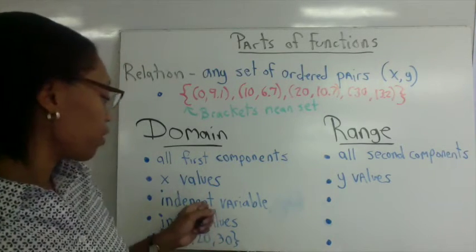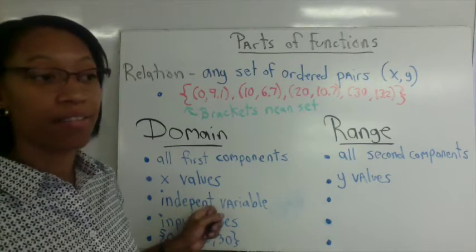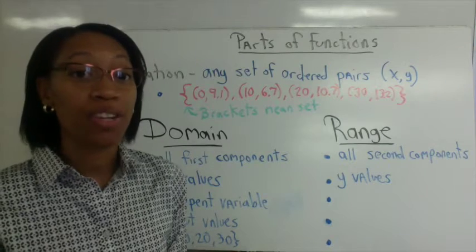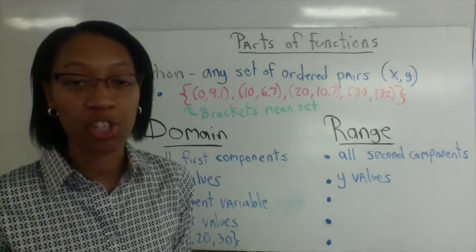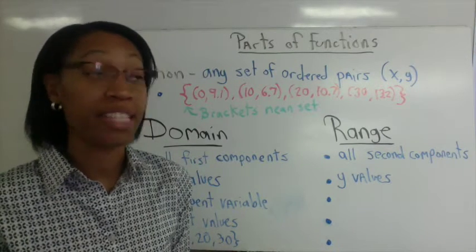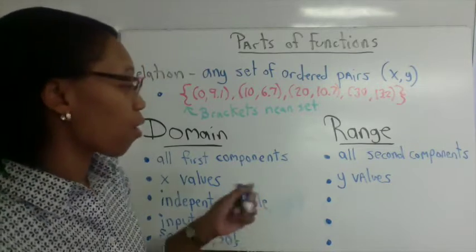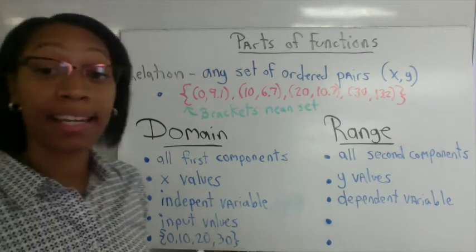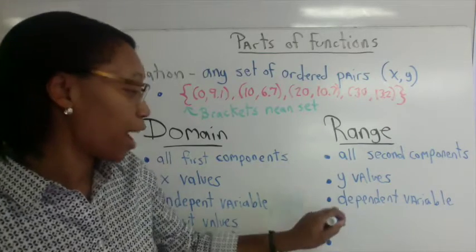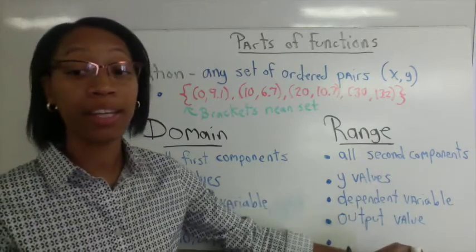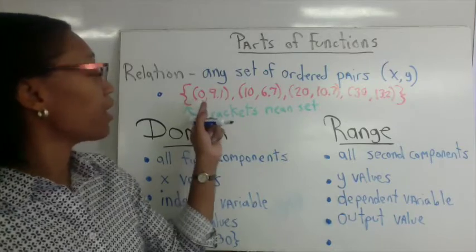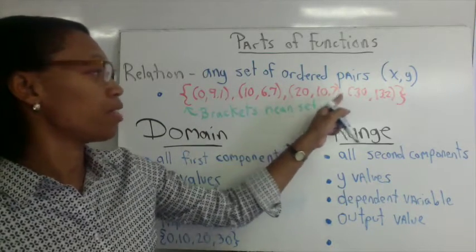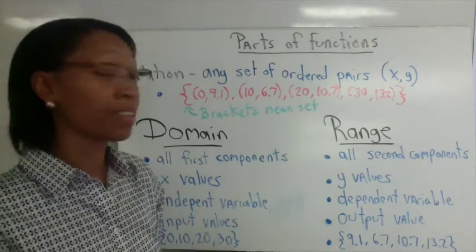So we choose our independent variable, the x numbers are the ones you choose to plug in, and then the range are the dependent, they depend on what you choose for the x. You plug in and you see what you get, and that what you get is part of the range. They are dependent. Okay, and like I just said, they're the output. And looking at our example here, the range would be the 9.1, 6.7, 10.7, and 13.2.